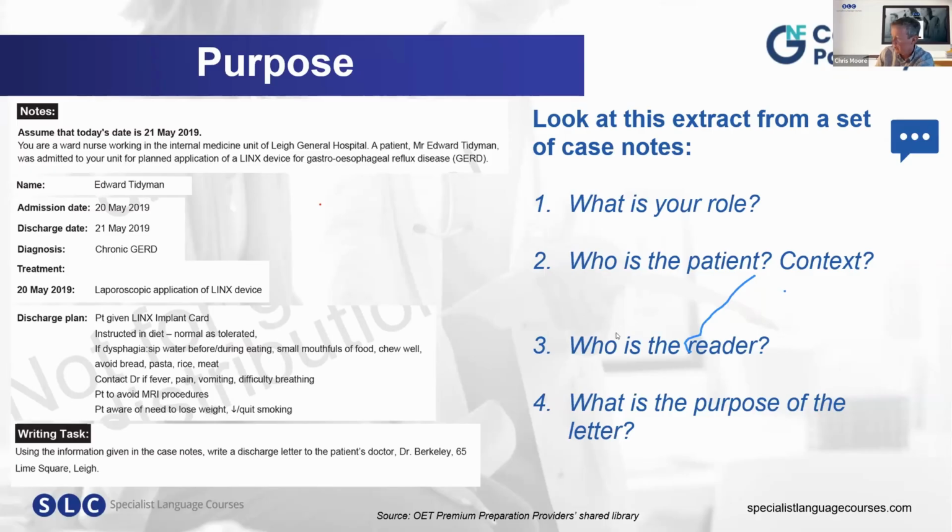So that's the patient. That's the context. Who is the reader? Who are you writing to? What's the answer to that one? Who are you writing to? Yeah, Dr. Berkeley. Dr. Berkeley, absolutely. Who's Dr. Berkeley? Is he a hospital doctor? He's the patient's doctor. Absolutely. So he's a GP. Because Mr. Tidyman has been discharged from hospital. So he's leaving hospital and you're writing to the doctor to tell the doctor what needs to happen now.